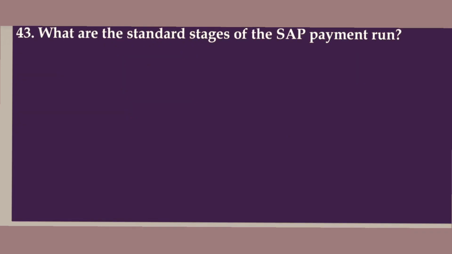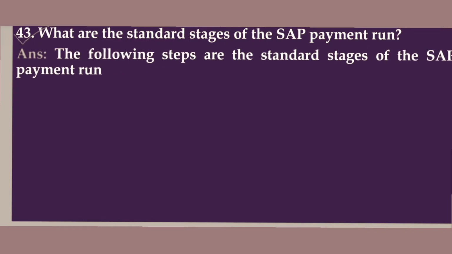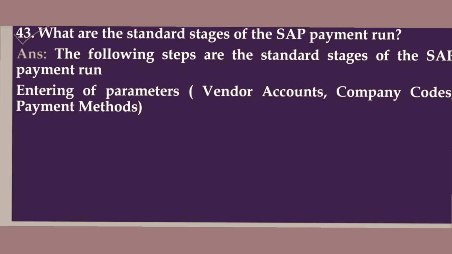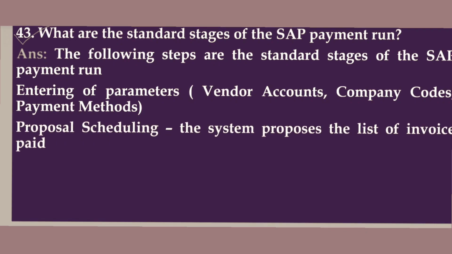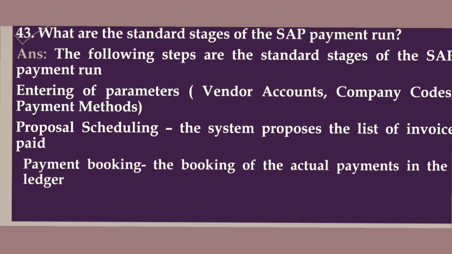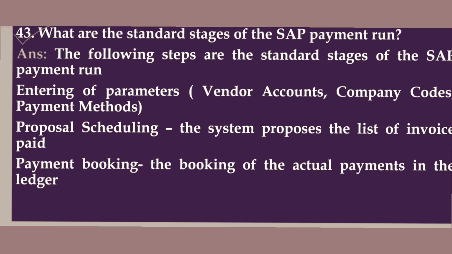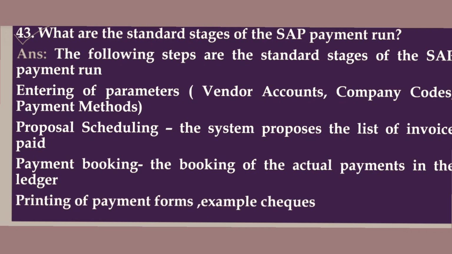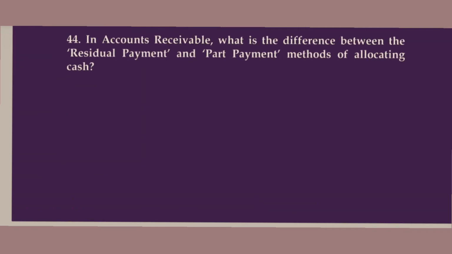What are the standard stages of the SAP payment run? The following steps are the standard stages of the SAP payment run: entering of parameters, vendor accounts, company codes, payment methods; proposal scheduling, where the system proposes the list of invoices to be paid; payment booking, the booking of the actual payment in the ledger; and printing of payment forms, for example checks. Those are the standard stages of the SAP payment run.